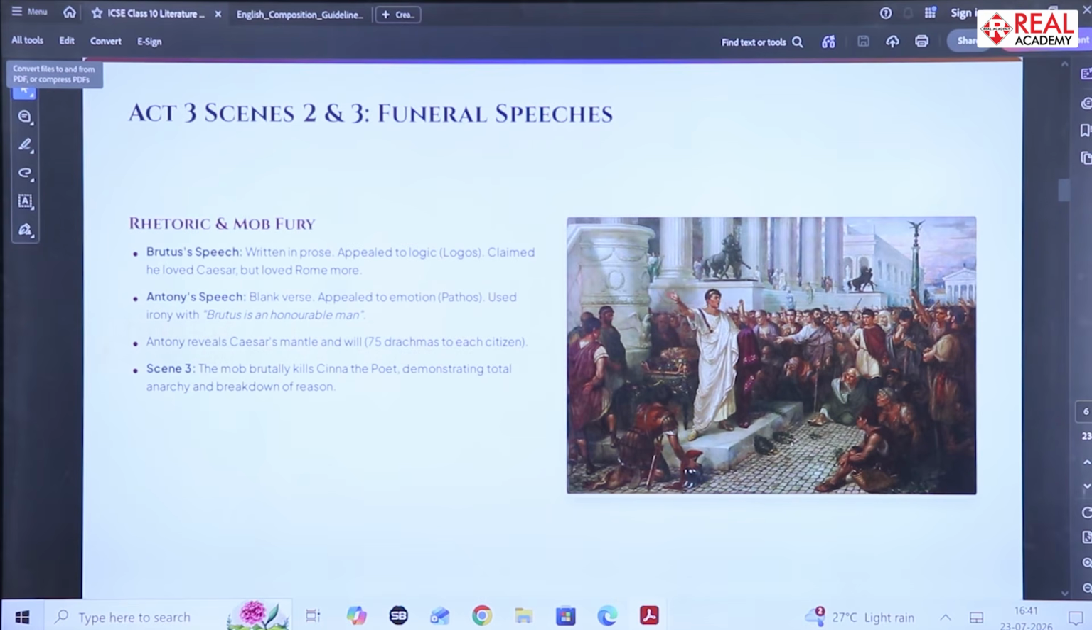Act 3, Scene 3. The mob brutally kills Cinna, the poet, demonstrating total anarchy and breakdown of reason. The scene introduces Cinna, the poet, who is walking through the streets of Rome. He explains that he had a strange dream about dining with Caesar and feels uneasy because of the unrest in the city. Nevertheless, he decides to attend Caesar's funeral.